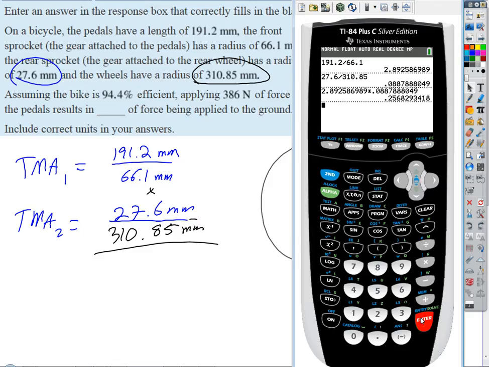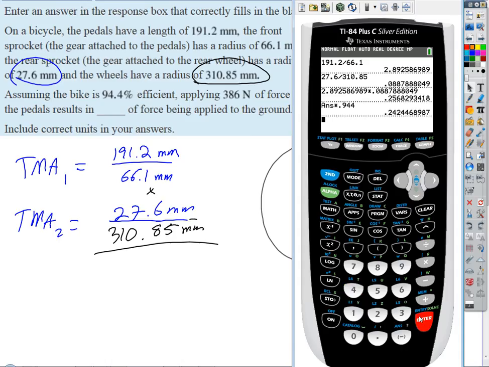Because the bike is only 94.4% efficient. So this is the theoretical mechanical advantage, but the actual mechanical advantage is going to be only 94.4% of that, right? So we've still got to multiply by 0.944. Of course, you have to make that a decimal, right?